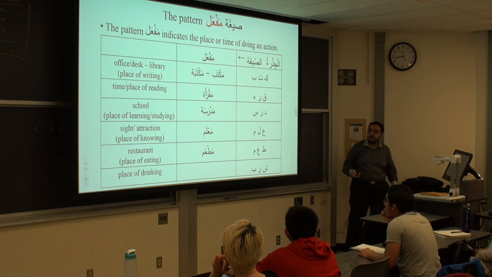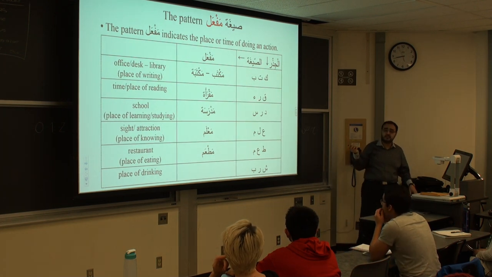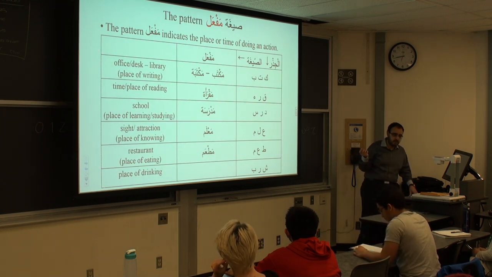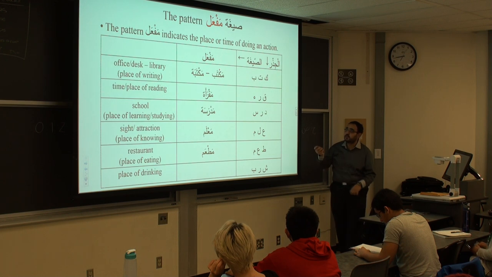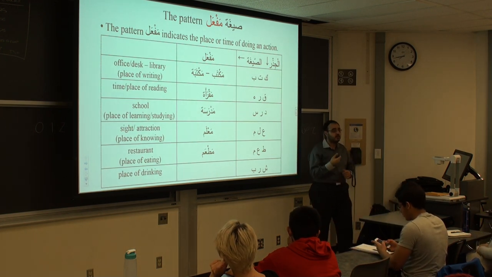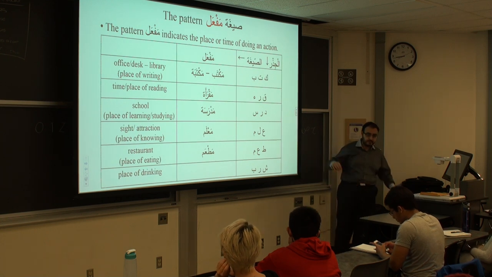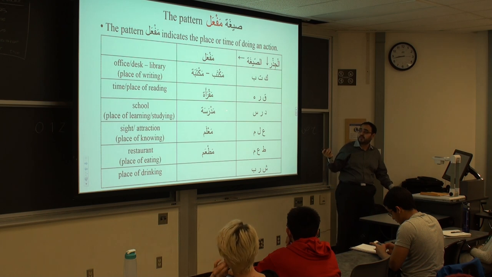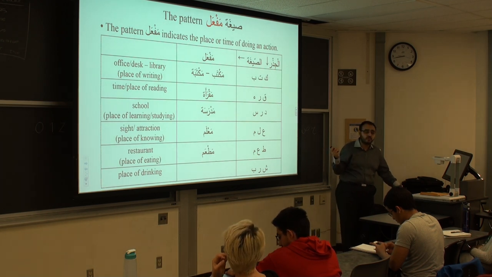So ma qara'a, this root has to do with reading. Ma qara'a will be either the time or place of reading. So the pattern maf'al indicates either the time of the action or the place of the action. Okay? Tahir, next one. Madrasa. Madrasa. Okay. So again, how did we form this word?